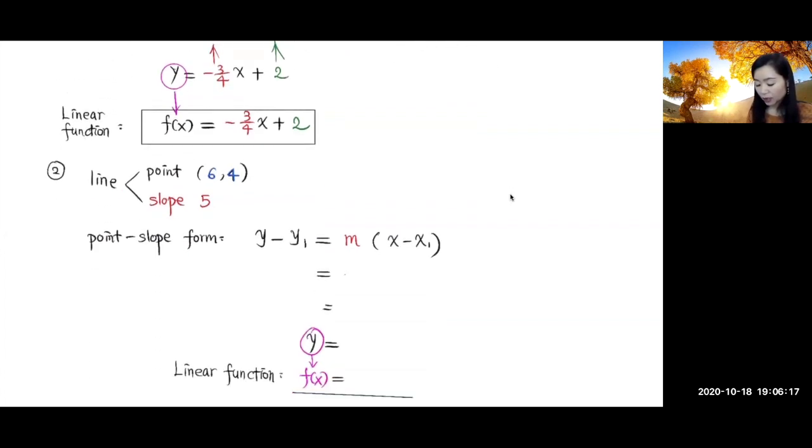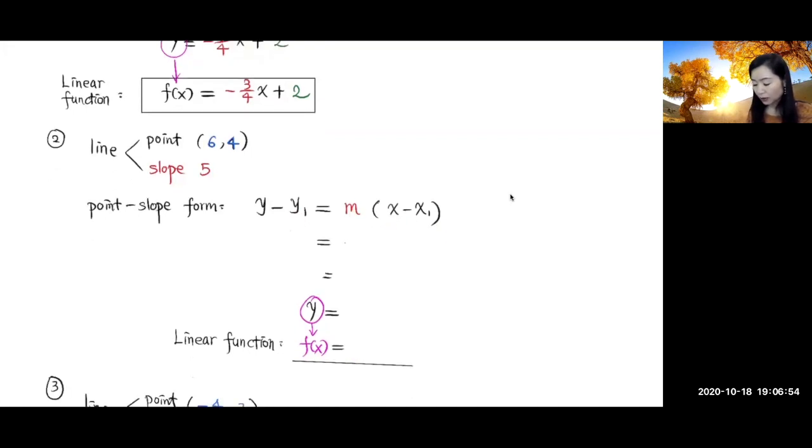Number 2, the line passing through this point and has slope 5. Since this point over here is not the y-intercept point, because the x-coordinate is not 0, we're going to use the point-slope form to write the equation of the line first. The point-slope form of the line passing through (x1, y1) with slope m is y minus y1 equals m times parenthesis x minus x1.